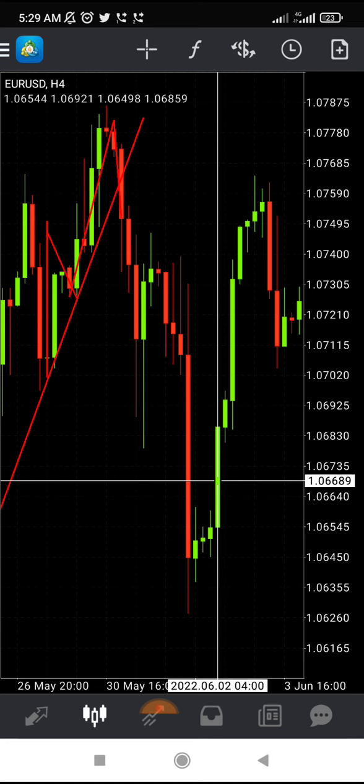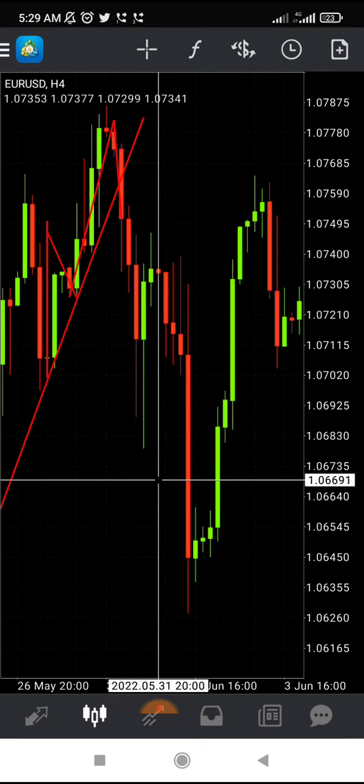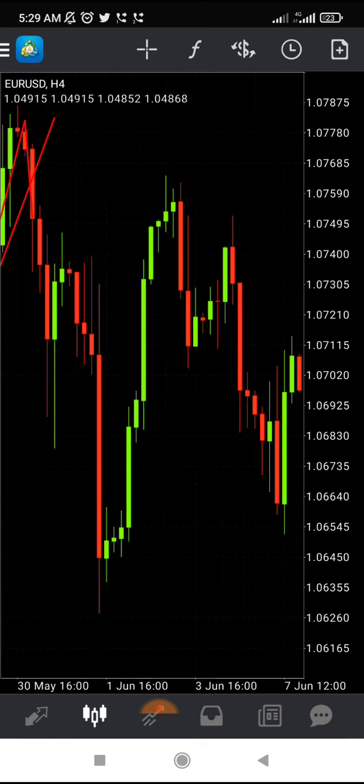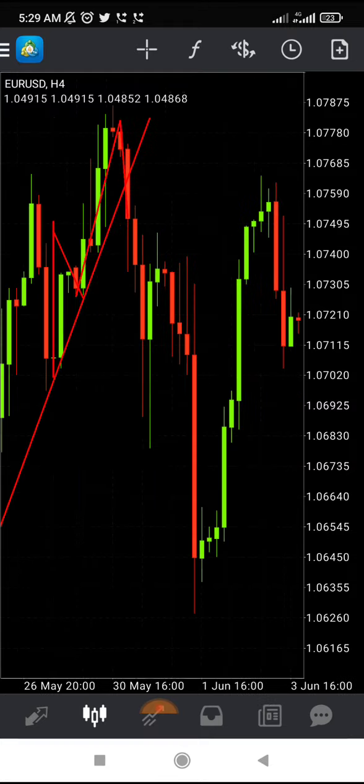So for now I'm only showing you the setups, right? So let me show you another setup. Okay, this is another setup here.